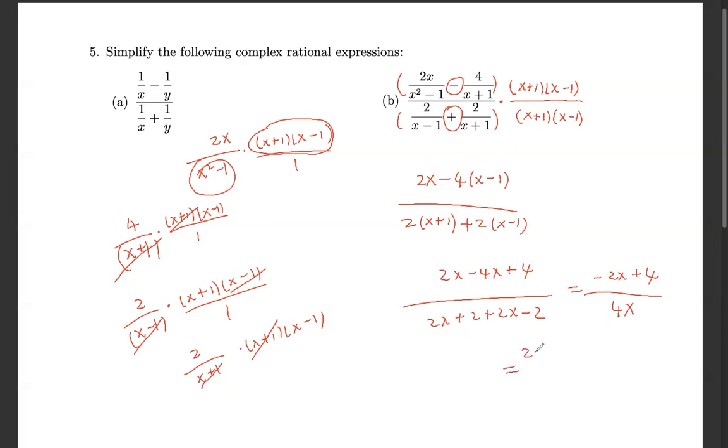Then we factor out 2 from the numerator, we get negative x plus 2 divided by 2 times 2x. 2 divided by 2, 1. So usually we like to write a positive up front, we write negative x plus 2 as 2 minus x over 2x. Same result, right?